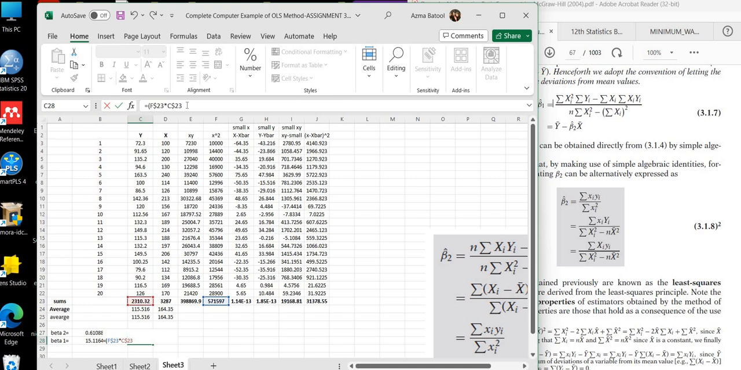Now after this I will put a minus sign, to add summation x. Where is summation x? Summation x is right here, and again I will put a dollar sign here. Okay, and then what else? I need summation xy. I put an asterisk, and then summation xy is right here. Okay, and again I'll put an asterisk.